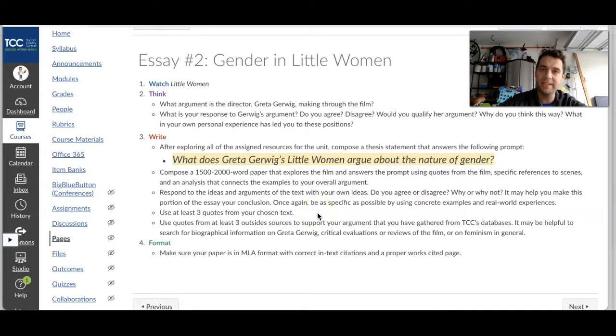Give me concrete examples. Give me the image of the scenes in the film in my mind. Give me quotes from the film. And in your conclusion, when you're talking about your opinion, can you give me specific real-world examples? Can you give me personal anecdotes, things that give me an image in my mind, specific and concrete examples?